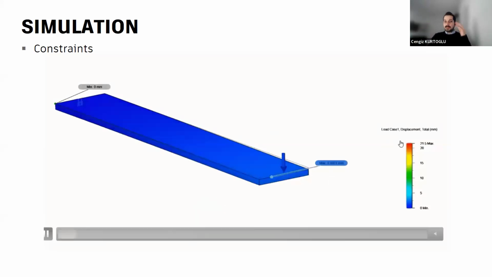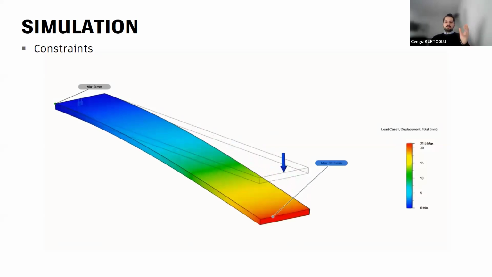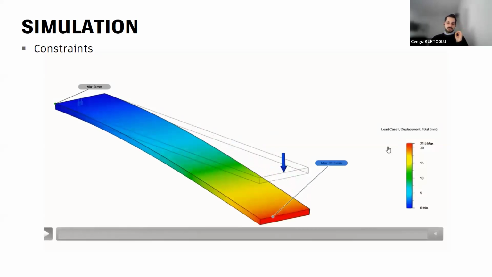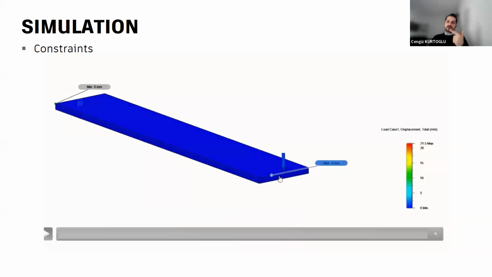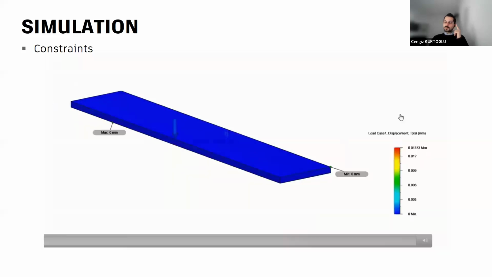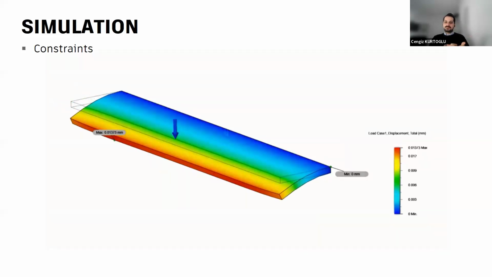So in the simulation, the important thing is to assign the point of the constraint first of all, and then assign the load, the point of the load. After that, it will be fixed. So we can change the design of the parts.